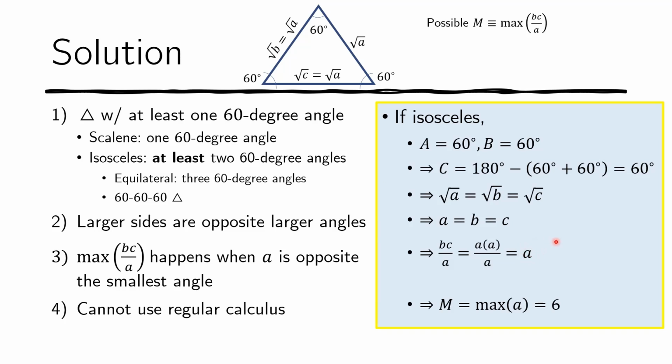Therefore, the value of m, that is the maximum of A, is just the maximum possible value of A. We have only six possible values of A, because A is just the number of dots on the side of the die. So the possible values of A are only 1, 2, 3, 4, 5, and 6. Those are integers, and the maximum among those is just 6. And so we're done with the case for isosceles triangles.